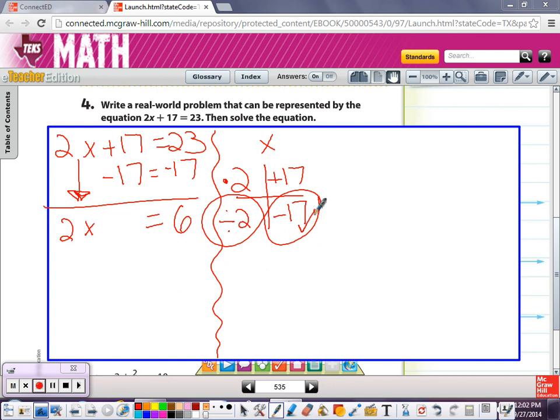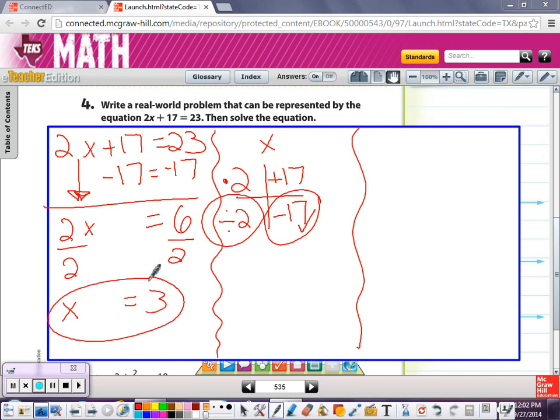Now I get rid of all multiplication or division, and I will go ahead and divide both sides by 2. Fraction bar we use for division, and I'm dividing by 2. 2x divided by 2 is 1x. 6 divided by 2 is 3. So I'm going to go ahead and stop there. I'm very sure that this is the correct answer, and I can check really quick. 3 times 2 is 6, plus 17 is 23.